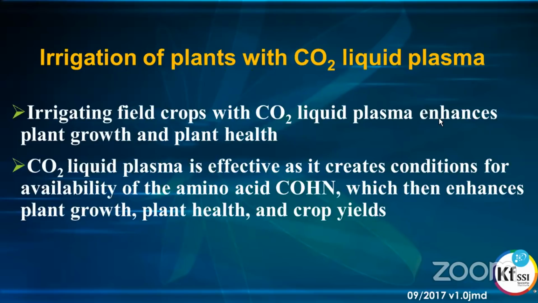Irrigating field crops with CO2 liquid plasma enhances plant growth and plant health. So after you soak the seeds, or before planting or before sowing, then you can follow in the field and irrigate using CO2 liquid plasma, also zinc oxide liquid plasma, and CH3 is also very good for energy. So that would enhance growth. Those three liquid plasmas are very important for crop growth.